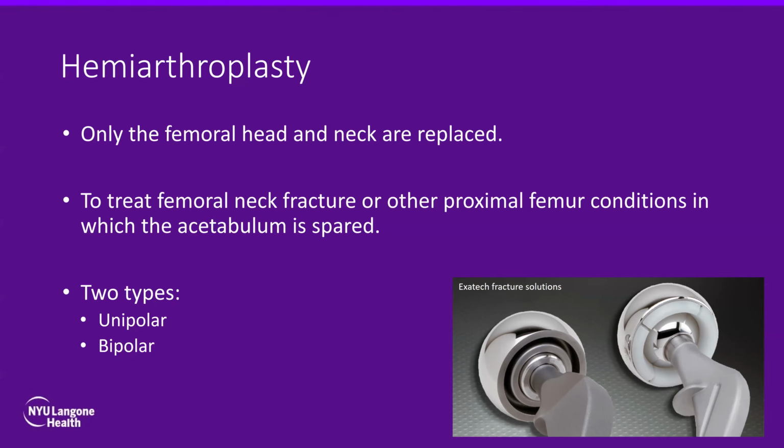And if the patient needs a total hip replacement 10 years from now, then the acetabulum is going to be normal. And then later on, we can switch to a total hip arthroplasty. But there is no reason to touch something that is normal at this point. So again, similar to total hip arthroplasty, we have two types. We have a unipolar and we have a bipolar.